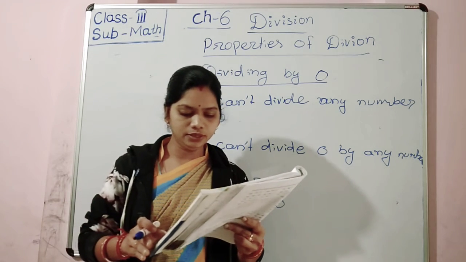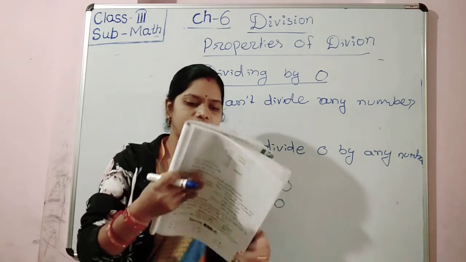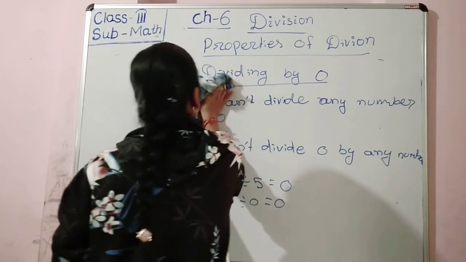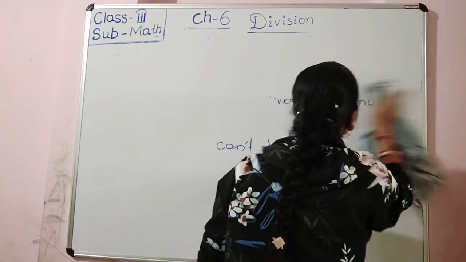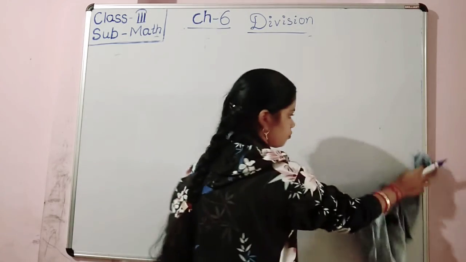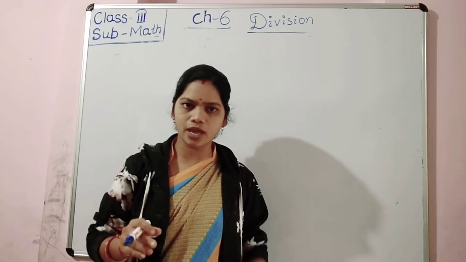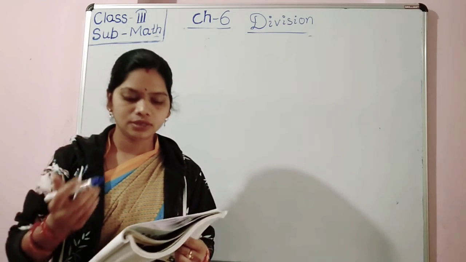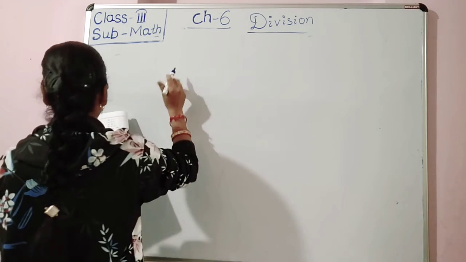In this way, you have to complete page number 59, exercise 6.2 in your book. Okay, then we know the long division method. Children, in the previous class, all of you know about division, how we divide a number. In this long division method, we learn more about division.